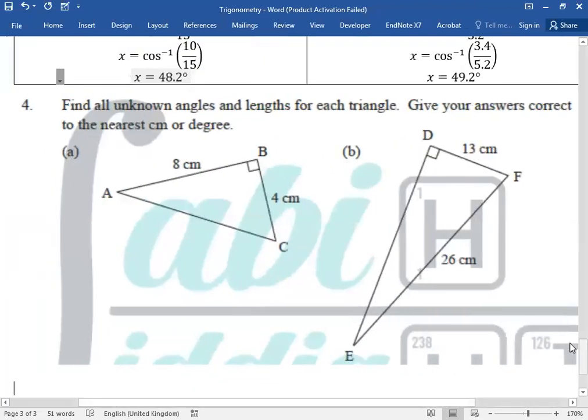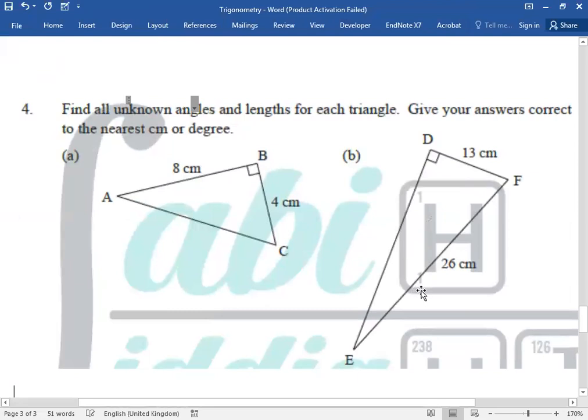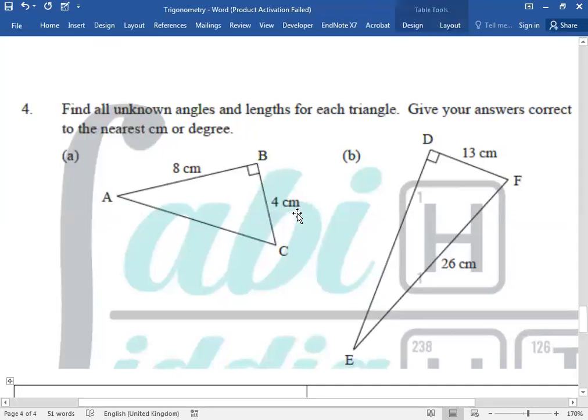Let's just do 2 more questions, 2 more parts in which we'll try to figure out all the remaining sides and angles. Okay, now what do we need to do? Nearest centimeter or degrees. This is a very basic question. All unknown angles and lengths of each triangle. So first let's find the third length because that is something that is easier to do. I have the side 8 and I have the side 4.